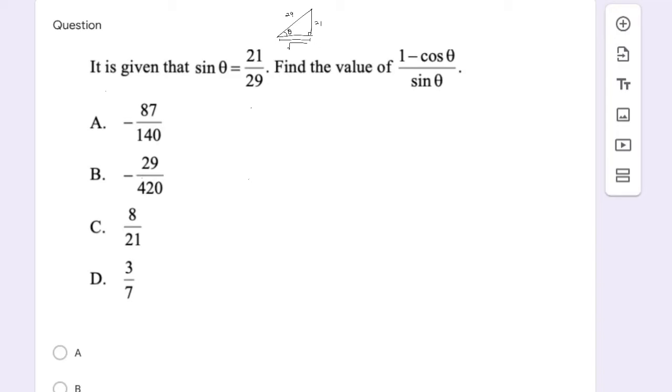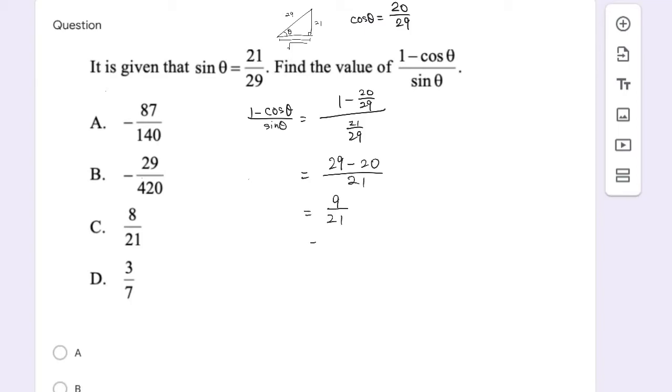So that is why 1 minus cosine theta over sine theta, you can just put it back, cosine theta in this case equals 20 over 29. So you have (1 minus 20 over 29) over 21 over 29. So basically you have (29 minus 20) over 21, so you have 9 over 21. At the end, you have this. So this should be D.